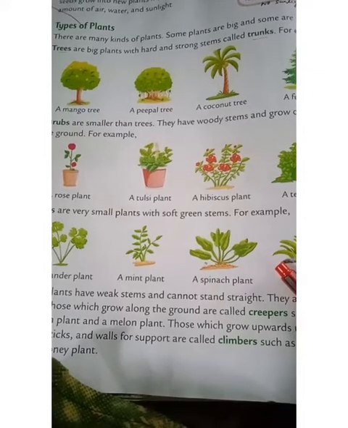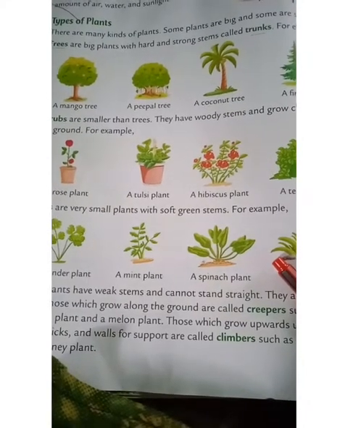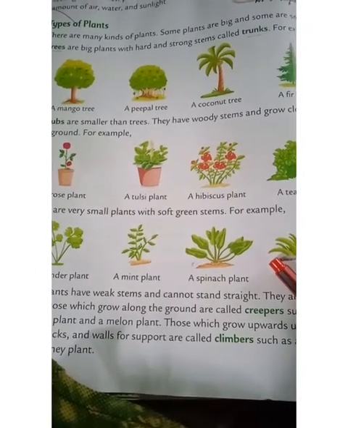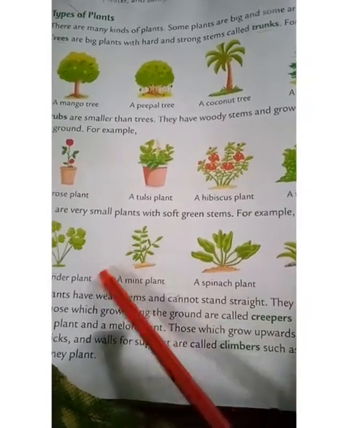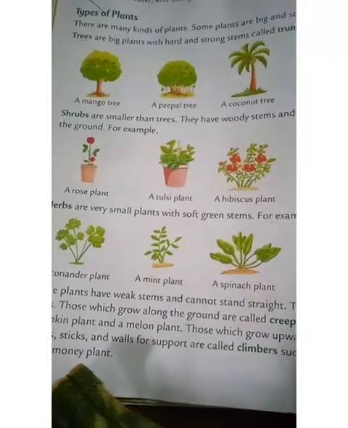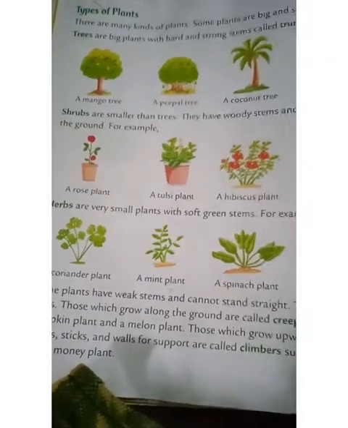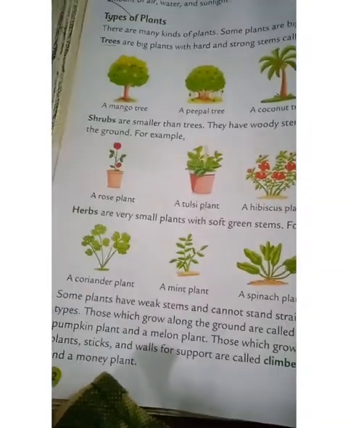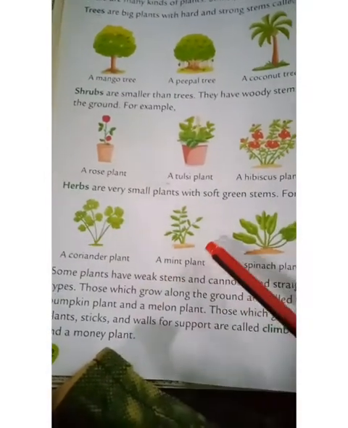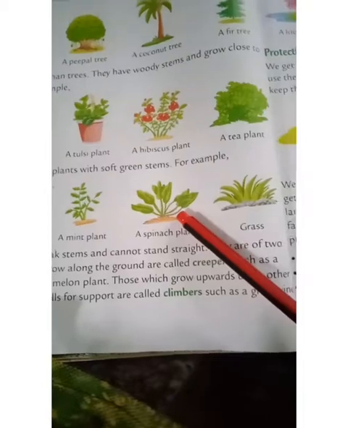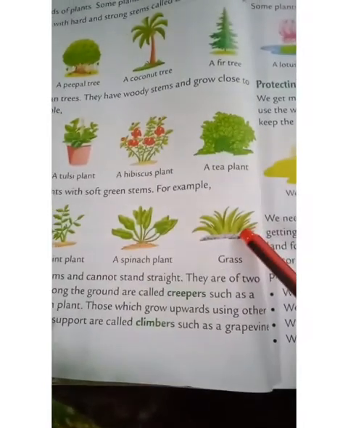These all are herbs plants. Herbs are very small plants with soft green stems. Examples of herbs plants: coriander plant, mint plant, spinach plant, grass plant.